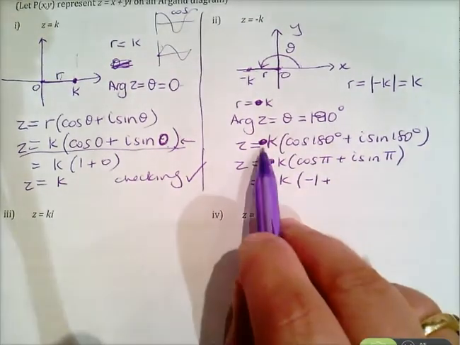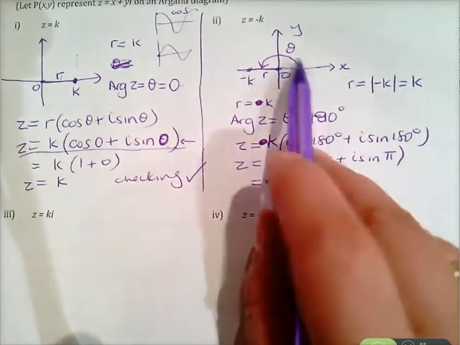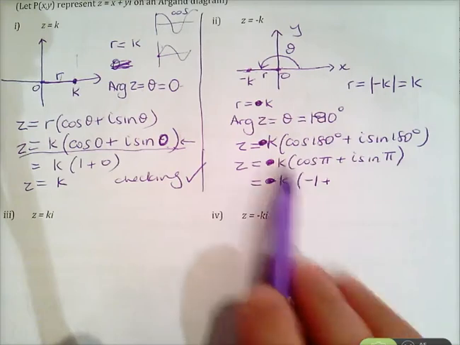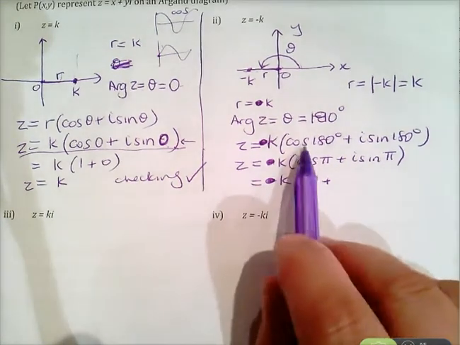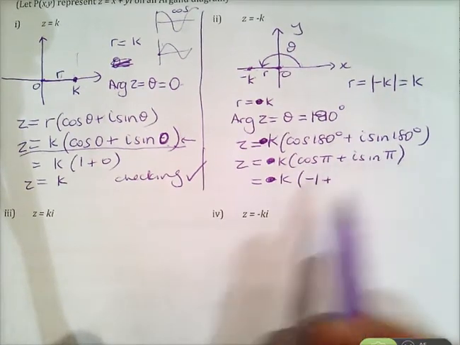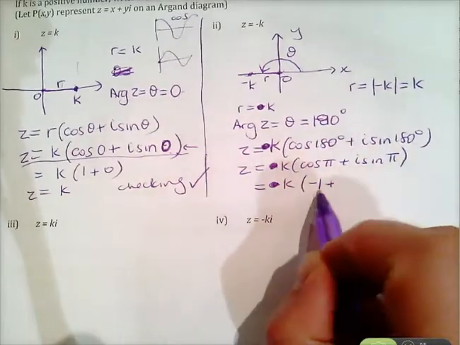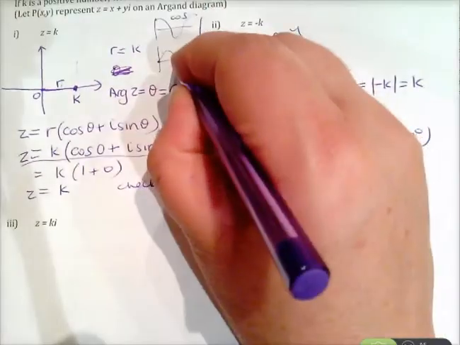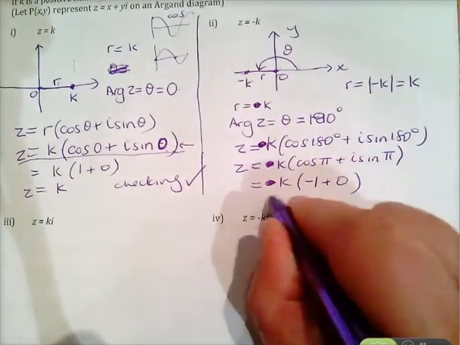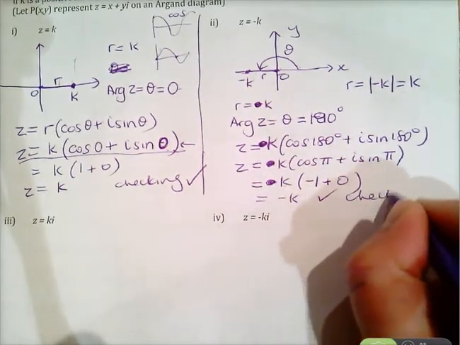So if you can fix that, this is positive. So it's k times cos 180. So the theta being 180 is what brings it over there. Okay, so it's k times cos 180 plus i sine 180, or k times cos pi plus i sine pi. Now, if you look at cos 180 on the graph, cos 180 is -1, and sine 180 is 0. So k times -1 is -k, and therefore that is checked.